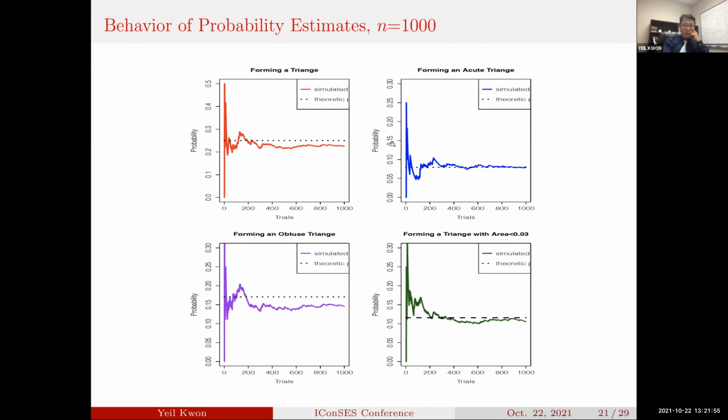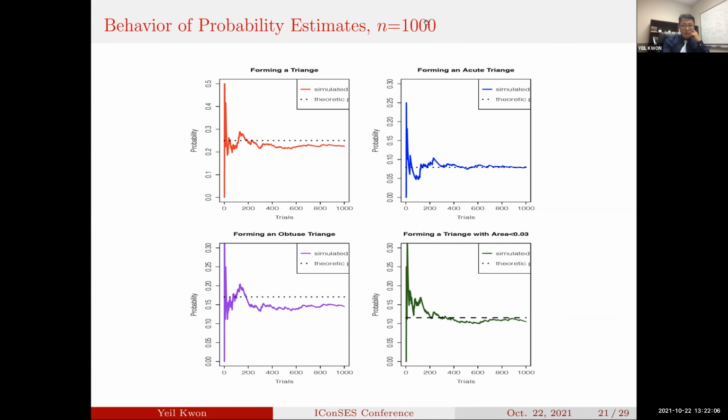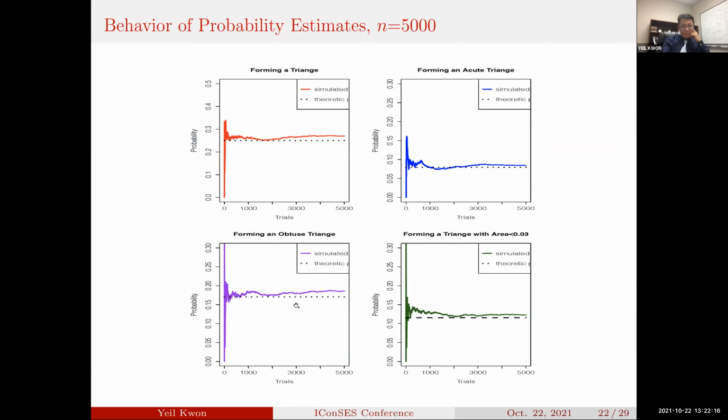This is a case that we have 1,000 cases, and this is 5,000. With 1,000 repetitions, the black line is the theoretical solution, and these 2 cases are not very close to the theoretical solution. But if we increase the number of simulations, then we get much closer, and if we make it 10,000, then we can approach this.